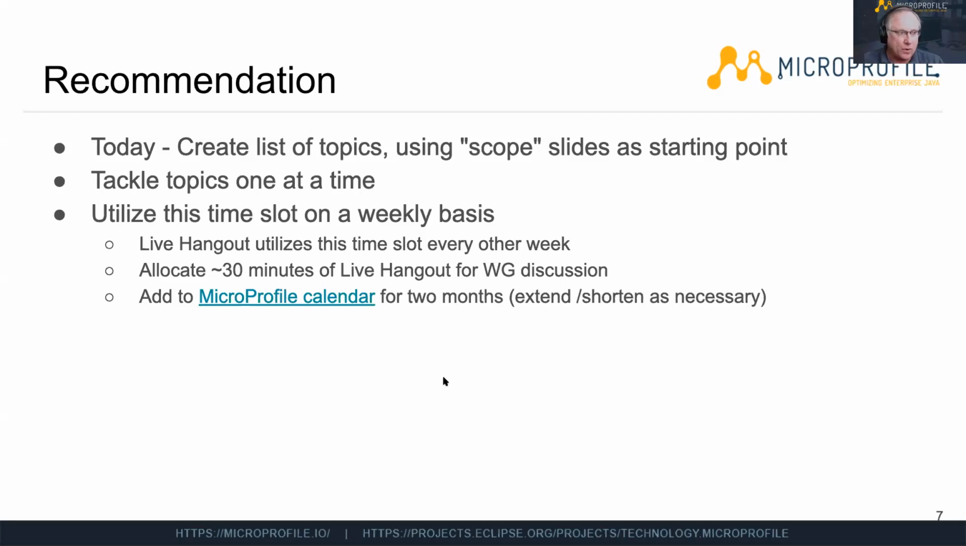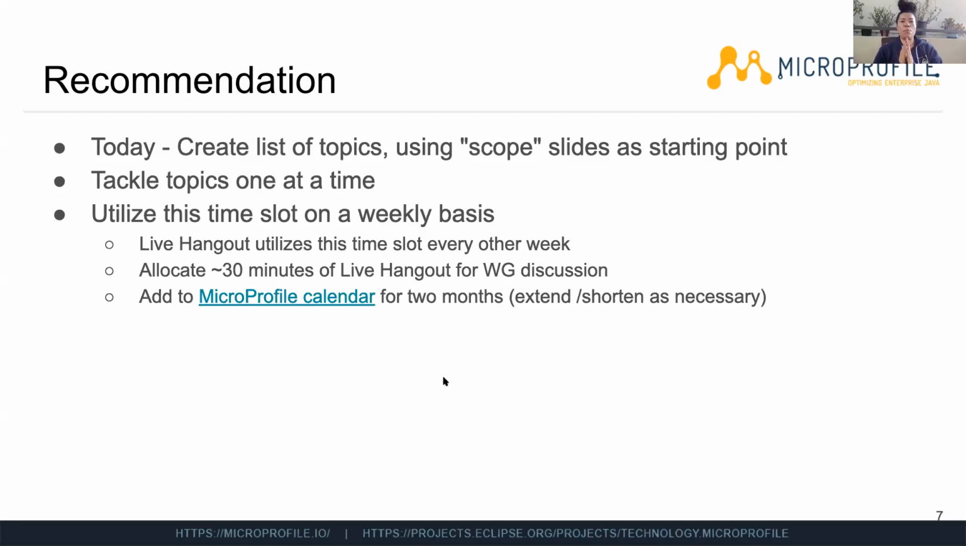What I'm recommending is, let's continue having this meeting during this time slot for as long as it takes to resolve this, right? Finish the discussion. And on the weeks that we have the live hangout, we'll try and reserve 30 minutes to have the conversation, because we still need to operate MicroProfile itself, but we can focus on the releases and stuff in that call, and in the rest of the time cover this topic. Then add this to the MicroProfile calendar, so everyone will be able to take a look at it.